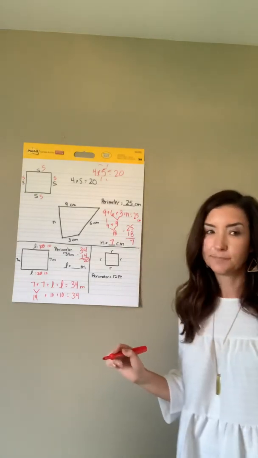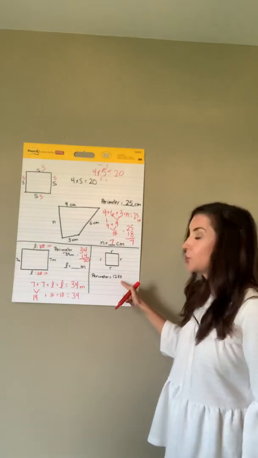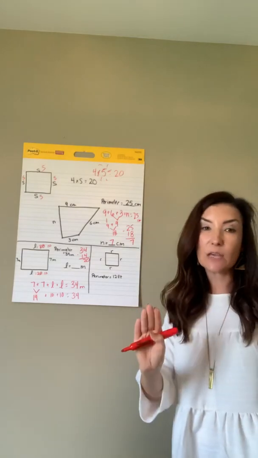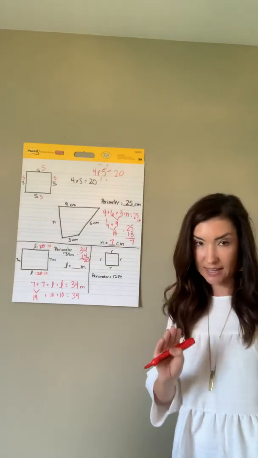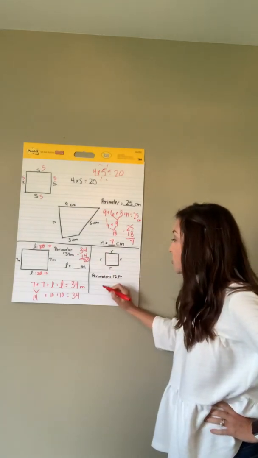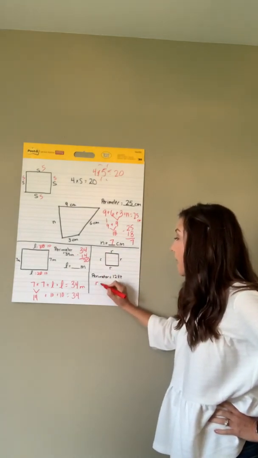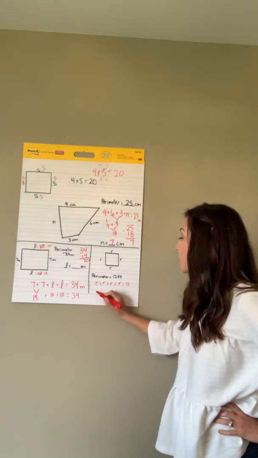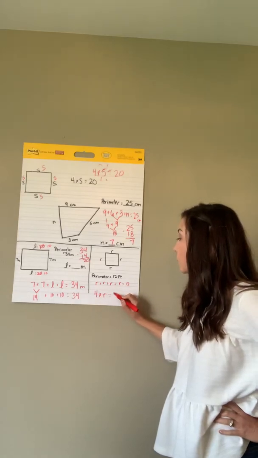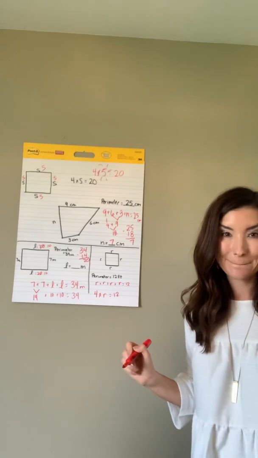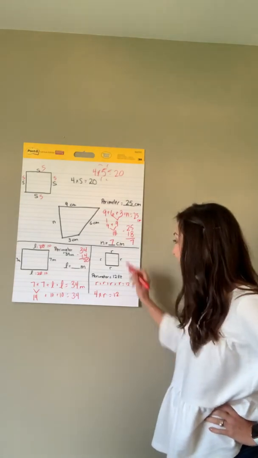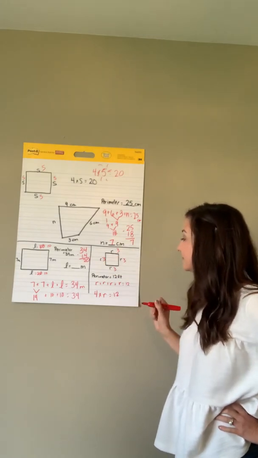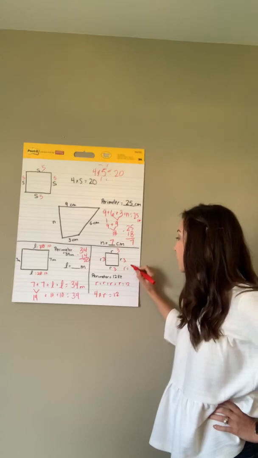All right, guys. Now we are on to perimeter of a square. All 4 sides equal the same thing because a square has all 4 sides equal. Now watch this. It has to be R plus R plus R plus R equals 12. 4 times R equals 12. What's it going to be? 3. 3 plus 3 plus 3 plus 3 equals 12. So we know that R equals 3.